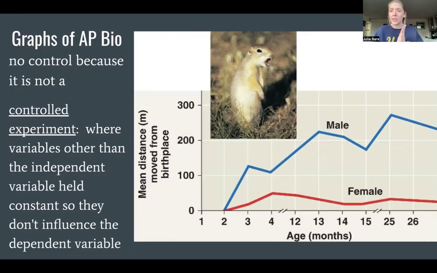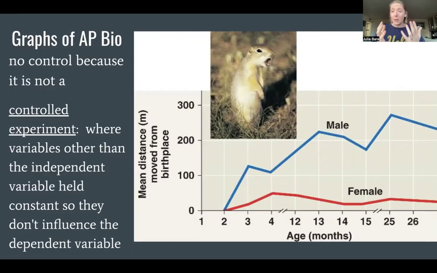Because a controlled experiment is one where you, as the scientist, create a control group. And that control group is your comparison for your experiment. A controlled experiment is where you, as the scientist, are trying to control as many possible variables so that the only variable that's changing is the independent variable that you are changing as the scientist. Everything else is held constant so that they don't influence the dependent variable.